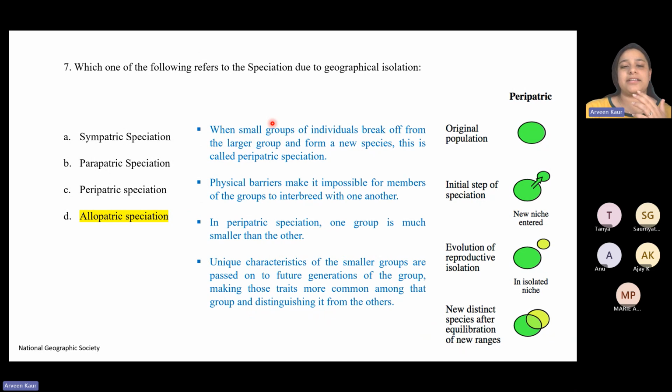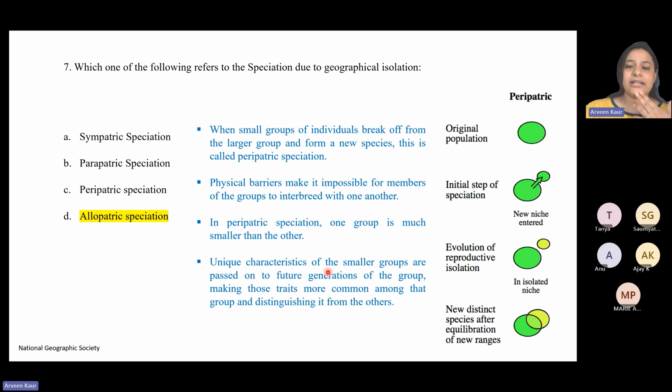Then we have the peripatric speciation. When small groups of individuals break off from larger groups and form a new species, this is known as peripatric speciation. Physical barriers make it impossible for members of the groups to interbreed with one another. In this speciation, one group is much smaller than the other, which is the main difference between peripatric and allopatric, because in both these cases there are physical barriers involved. But if we are particularly talking about a small group of individuals breaking off from a larger group, then it is peripatric speciation.